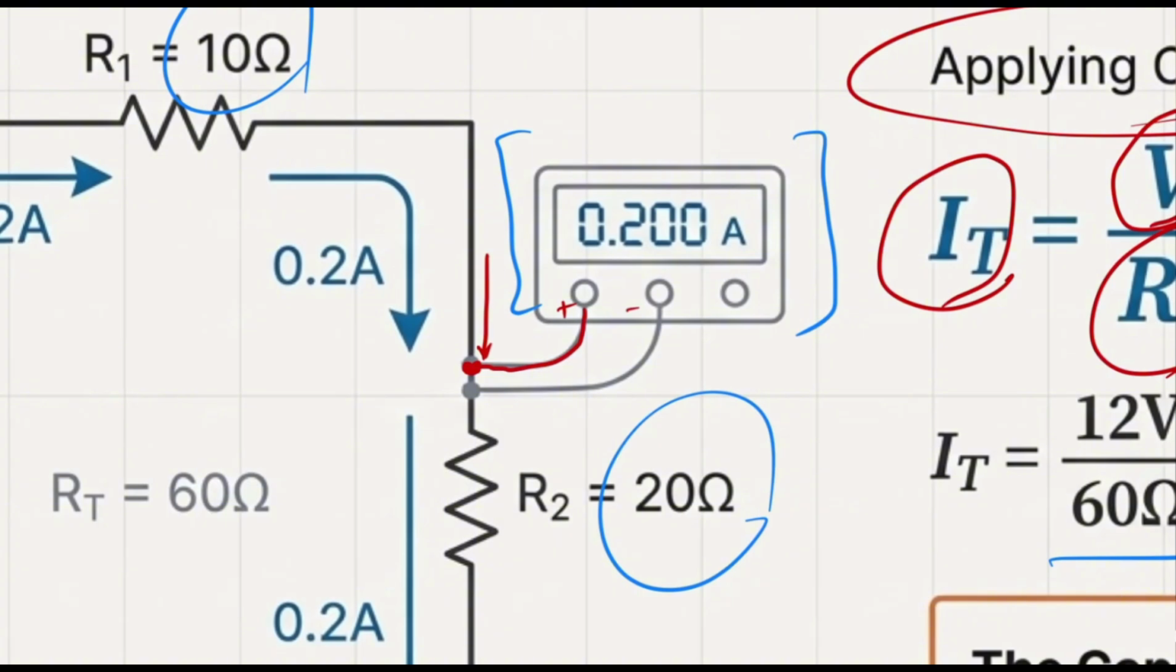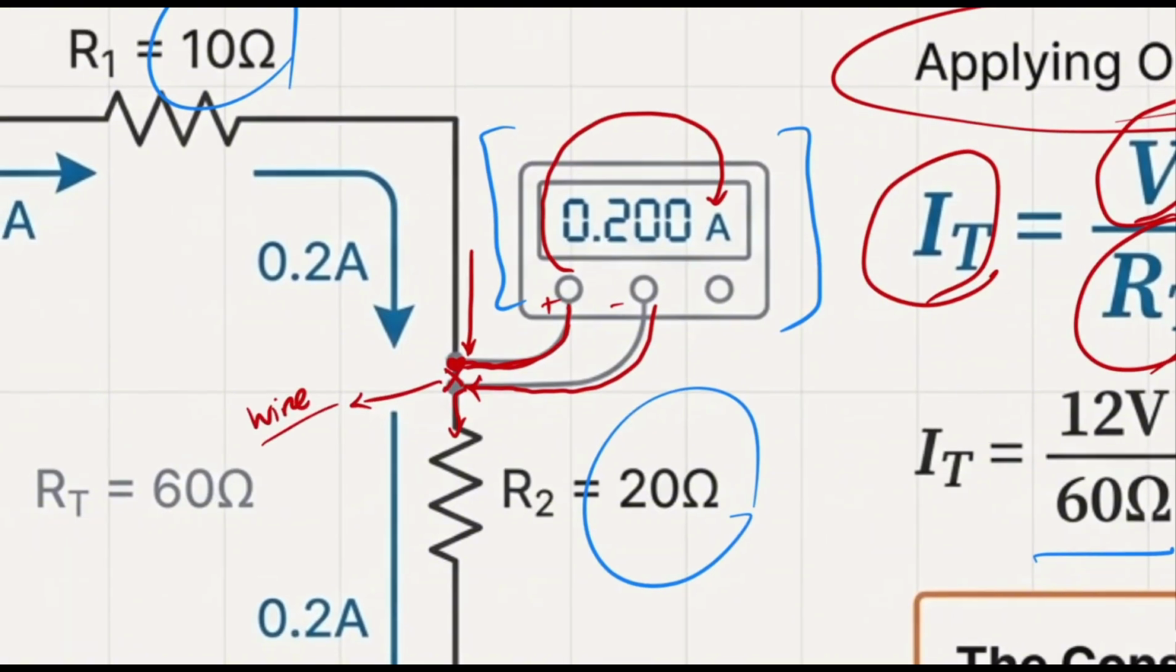I'm going to make a disconnection over here. Then I'm going to connect the positive side of my ammeter there. The current goes through my ammeter. Then it gets out and goes through this point and then goes through R2. It means that instead of just having a wire over here, I'm going to put my device, which is going to be the multimeter or the ammeter itself.